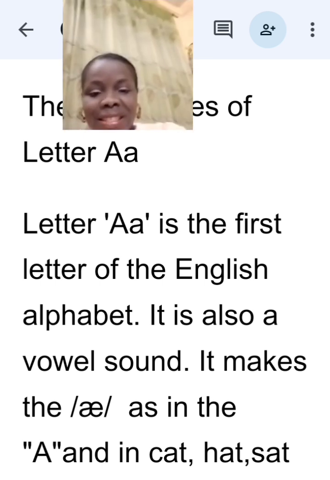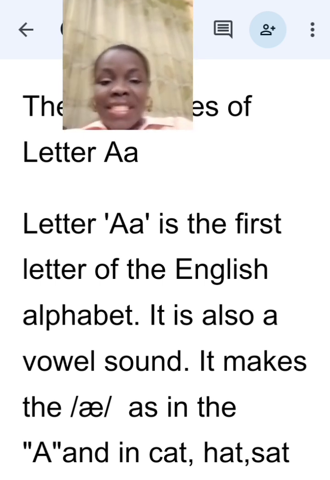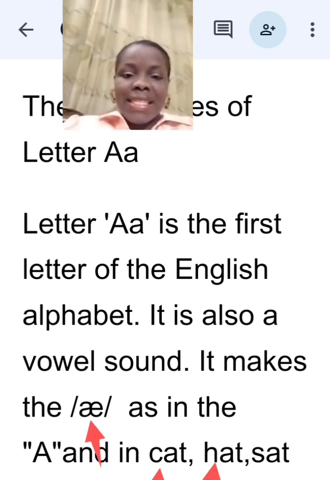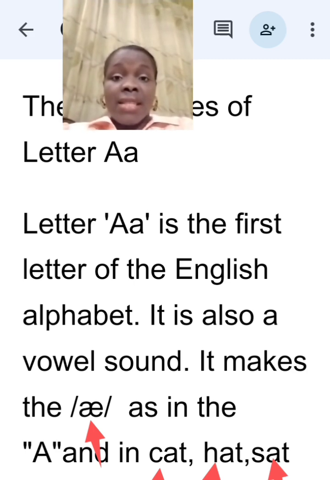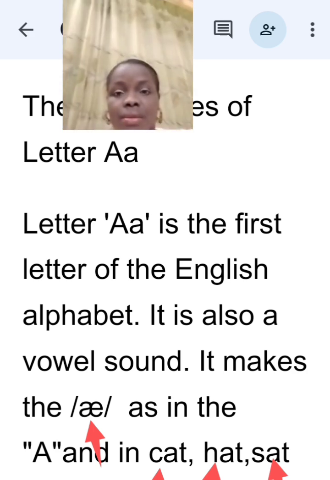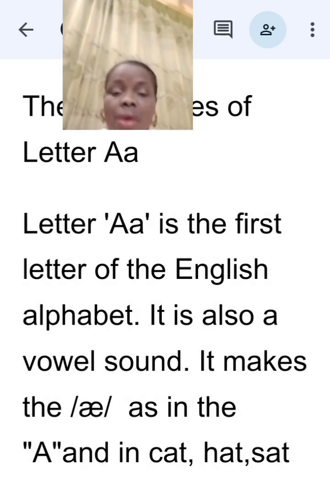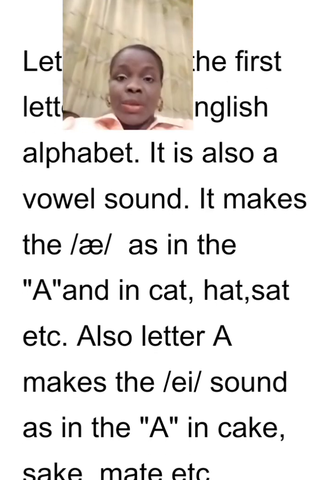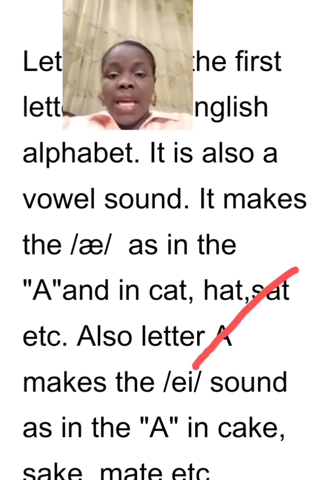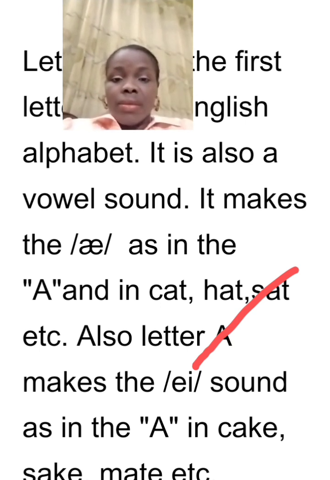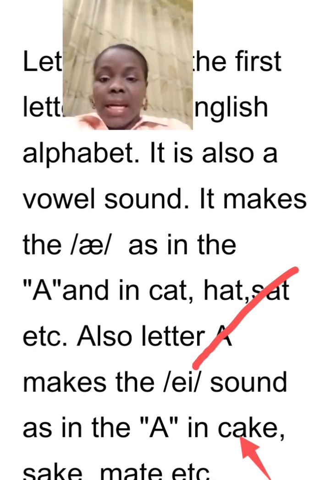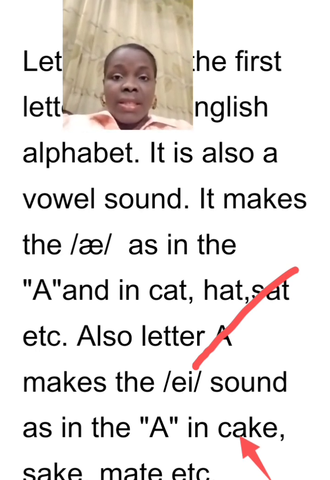A. When I mean A, I mean the sound of this A, as in cats, hats, sats. That is the A sound you hear in these words. All right. Now, the next sound of A here is the A sound. Okay, the A sound. And in this A sound, we talk about words like cake, sake, and there are reasons behind this.